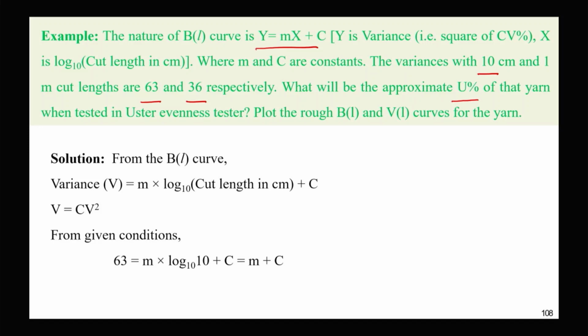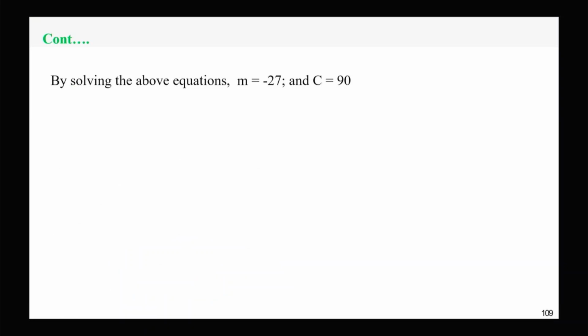So 63 is the variance where 10 centimeter is the cut length, and 36 is the variance for the 1 meter cut length, 100 centimeter. By solving this relationship, the M value we are getting is minus 27 and C we are getting is 90.